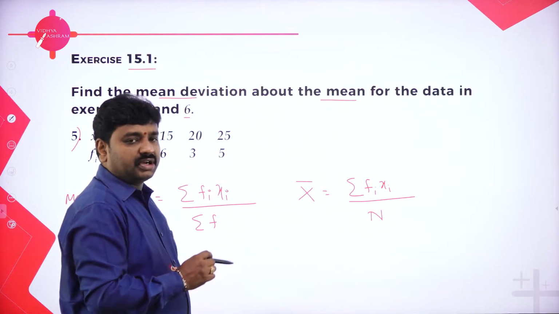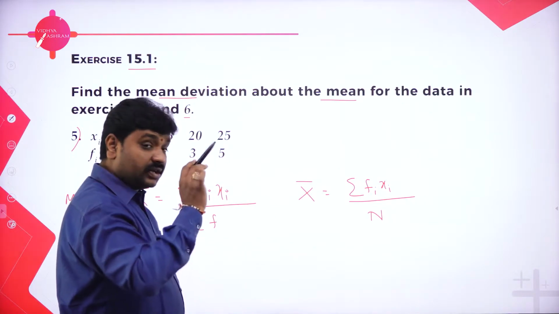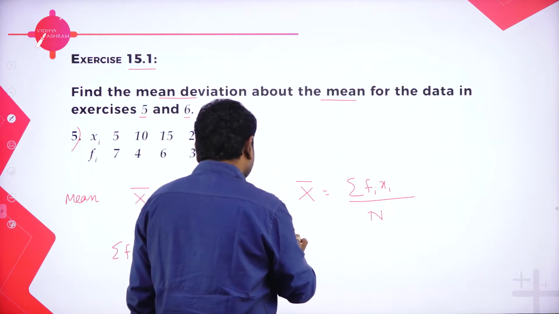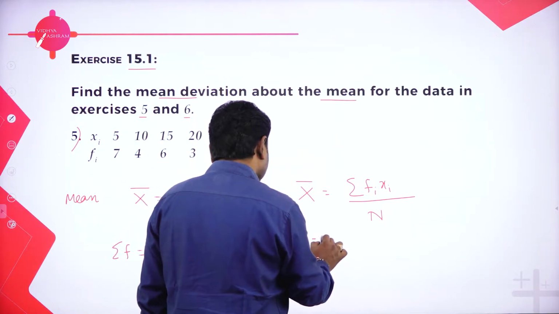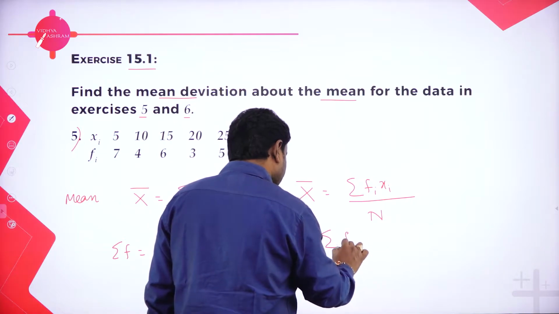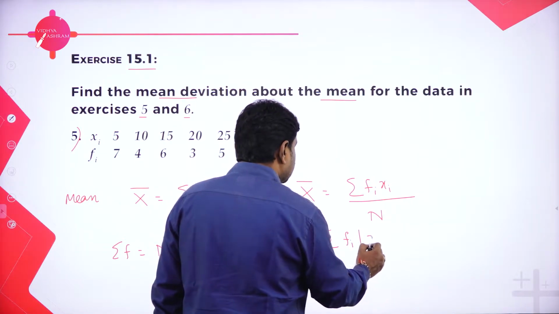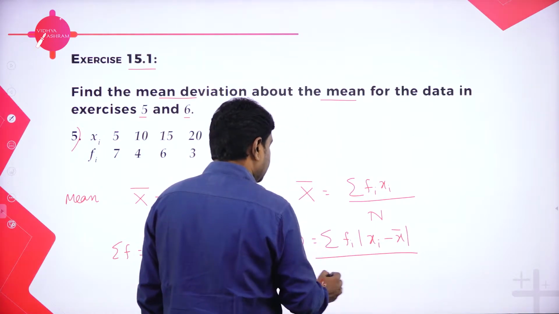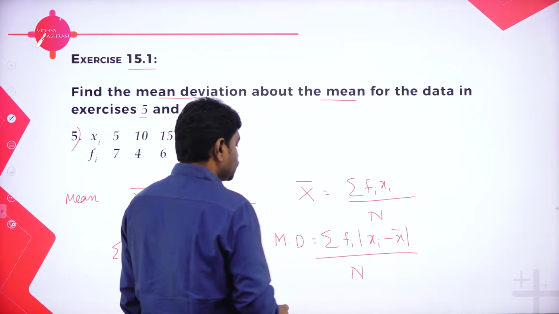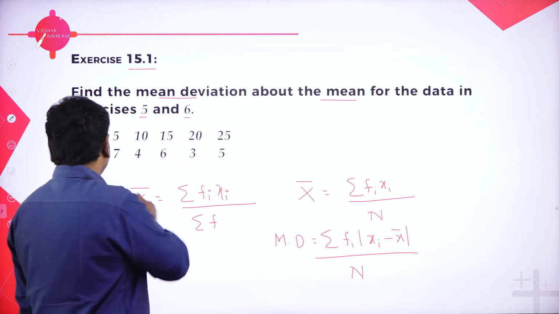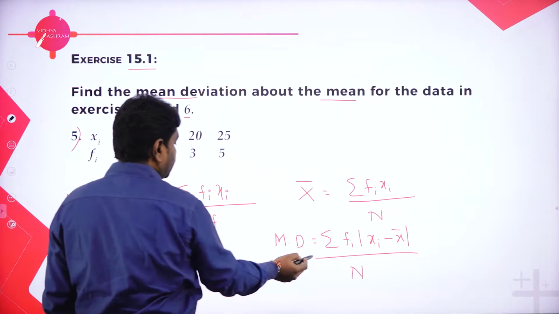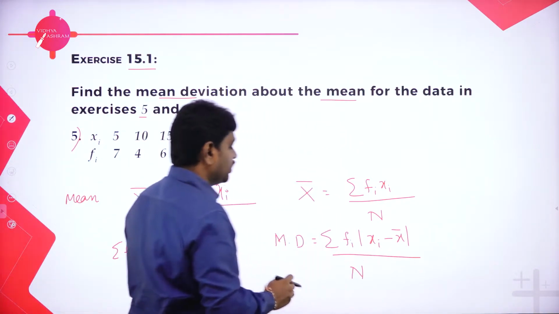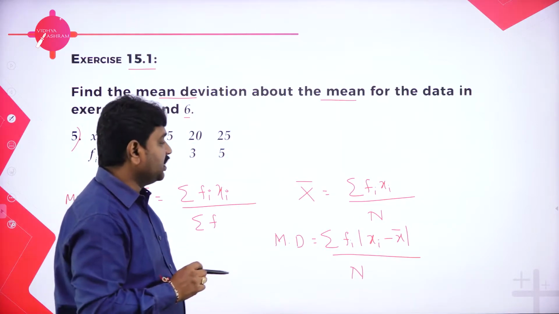First, we should make a table and calculate for this. Then we need to calculate mean deviation. So the mean deviation formula: mean deviation is again sigma fi into modulus of xi minus x bar, where x bar means mean, divided by capital N. Writing these two formulae, you will get 1 mark. You write the formula, you will get 1 mark. And after you write the formula, depending on the formula, you can construct the table.